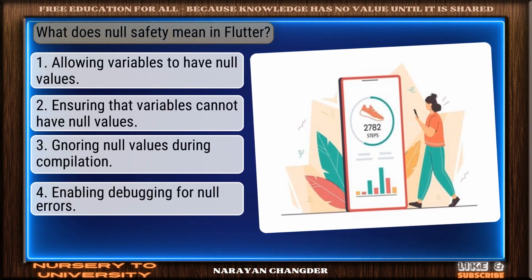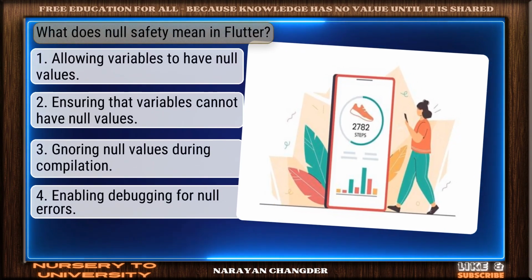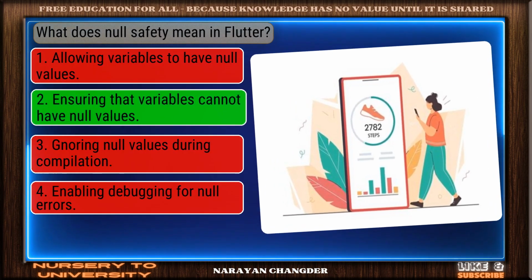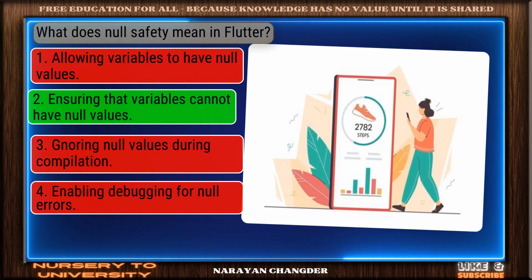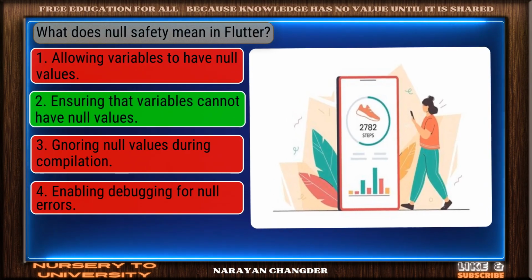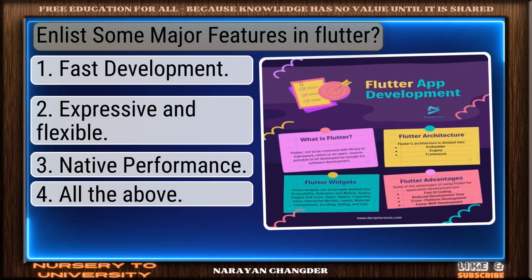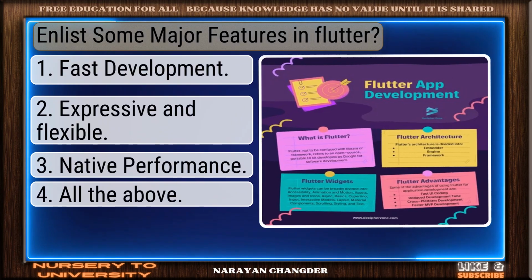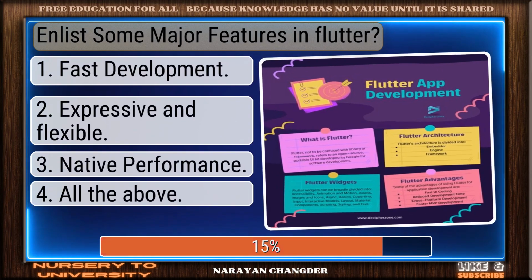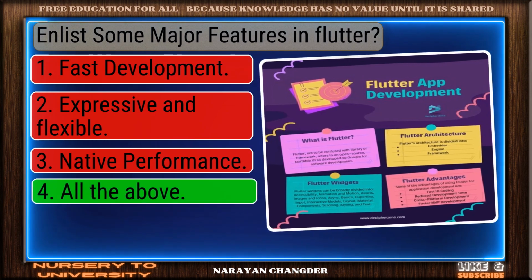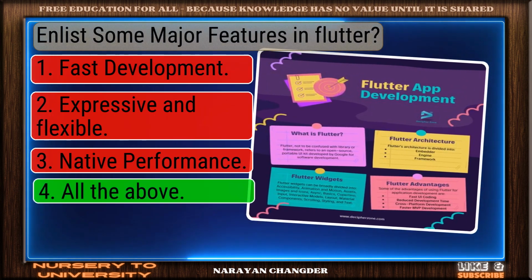Question number 41. What does null safety mean in Flutter? Strong choice. Ensuring that variables cannot have null values is the right answer. Question number 42. Enlist some major features in Flutter. You're right. All the above is the correct answer.